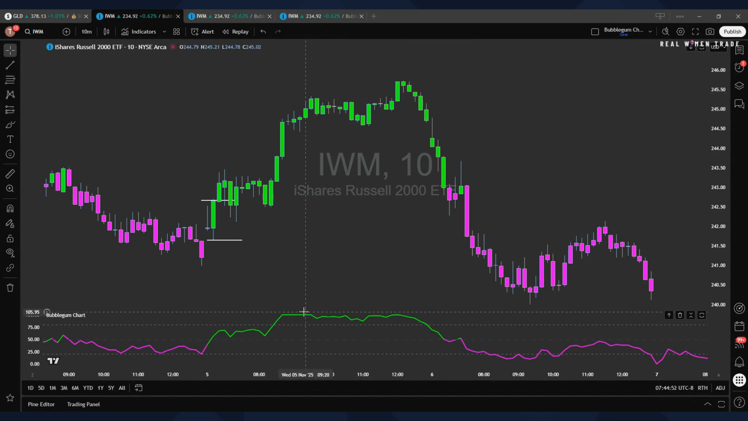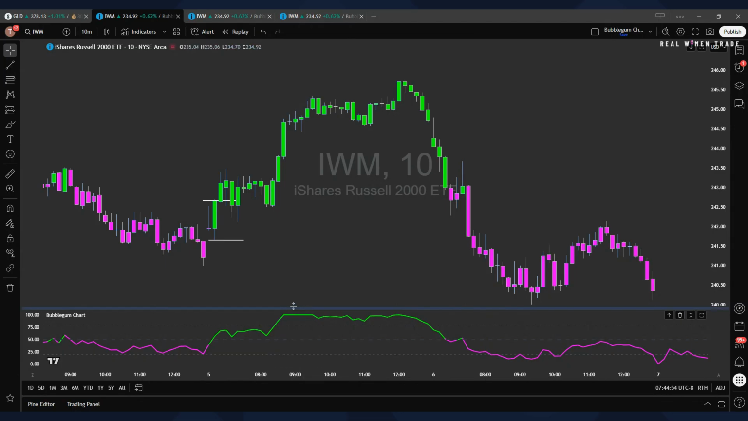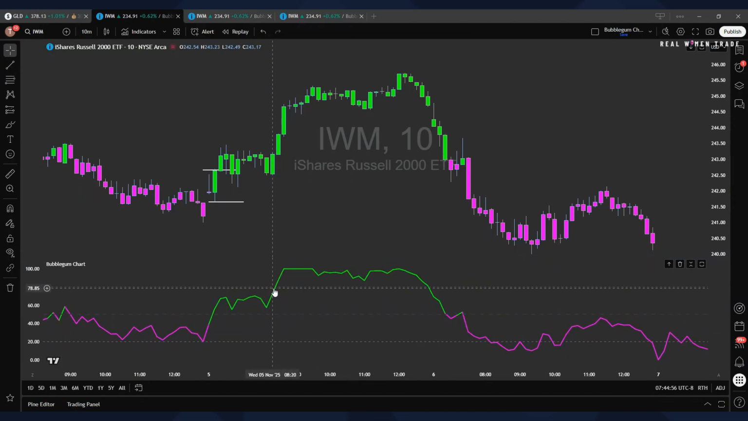You can see the BubbleFlow is above the 80, which tells us that the trend is really strong and we're safe to hold all this, the 5th of November, all through the day. And then towards the end of market close, we start to drop back. So I would take my profit up here.